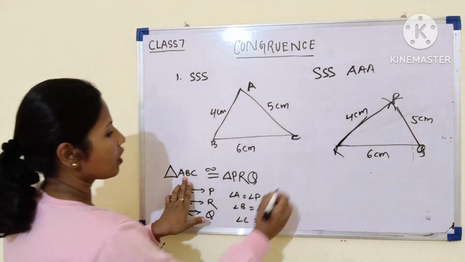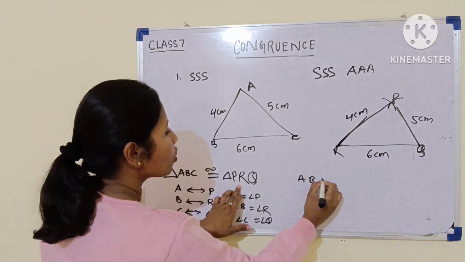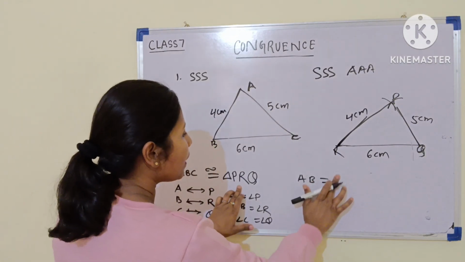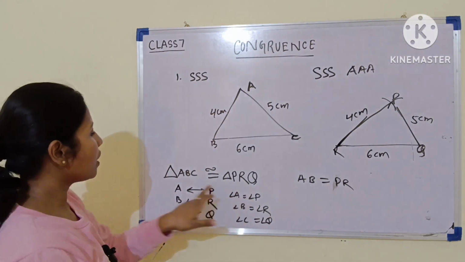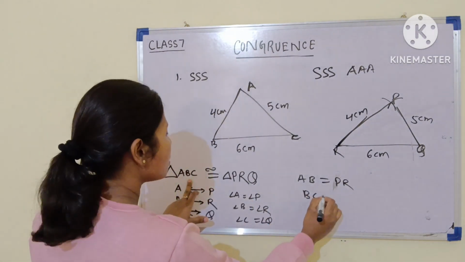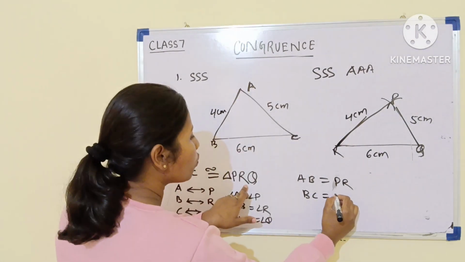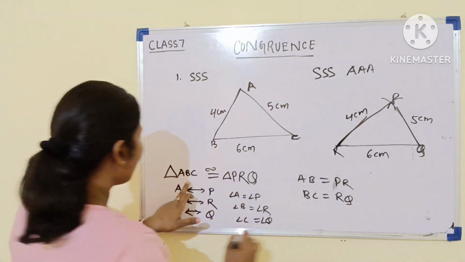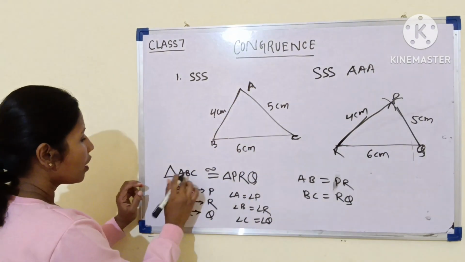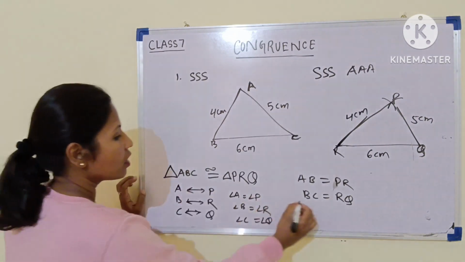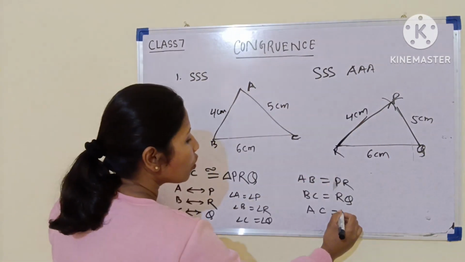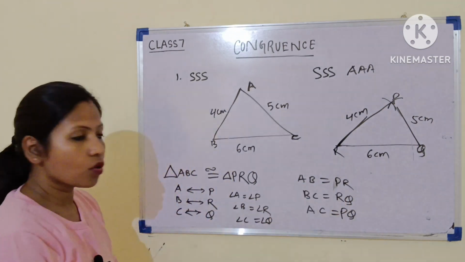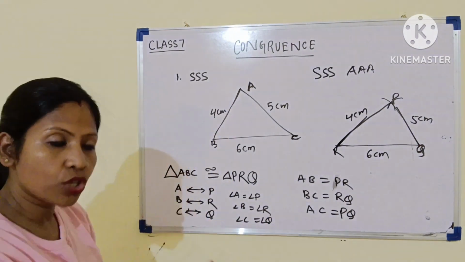Here AB is equal to PR. The sequence matters. AB, PR. BC is equal to RQ. Then AB, BC, then AC. AC is equal to PQ. So these things you should know.